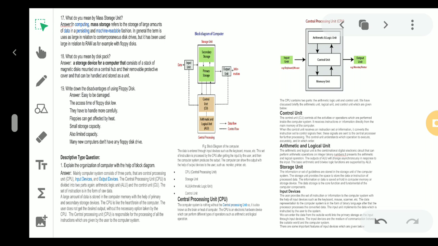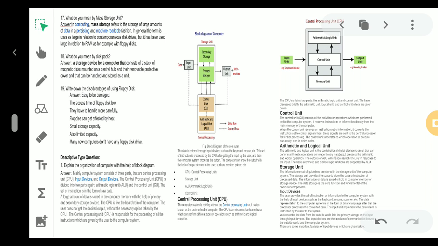Okay, so the mass storage unit refers to the storage of a large amount of data in a persistent, machine-readable fashion. In general terms, it is used for larger-capacity drives, and it has been used in large relation to RAM, and, for example, floppy disks.